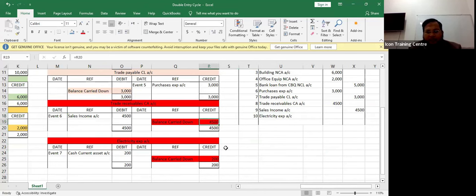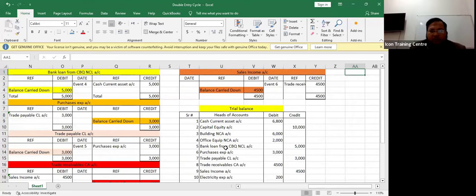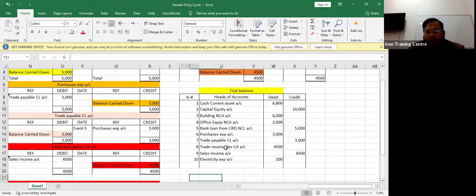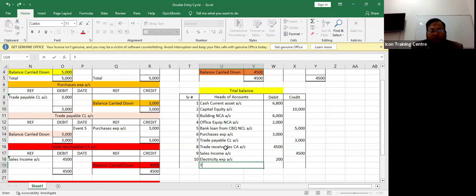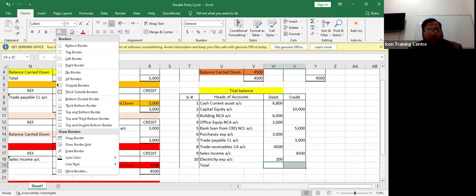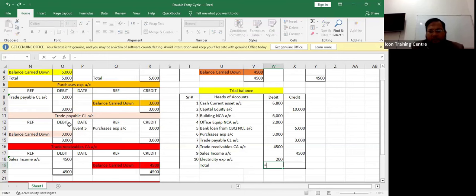So I put here electricity account, and the balance will be on the debit side. Now we have to check whether the trial balance is balanced or not. If we get the trial balance equal on debit and credit side, it means that whatever double entry we follow is absolutely right. So we'll check the total, and you have to take the sum of all the items.